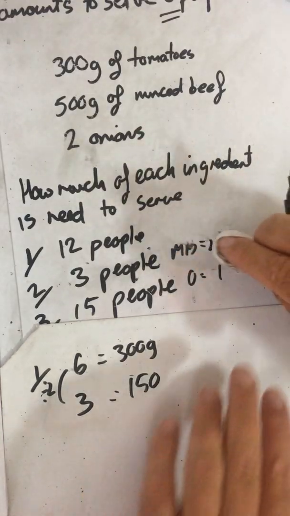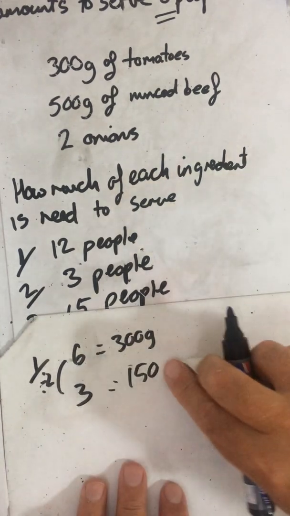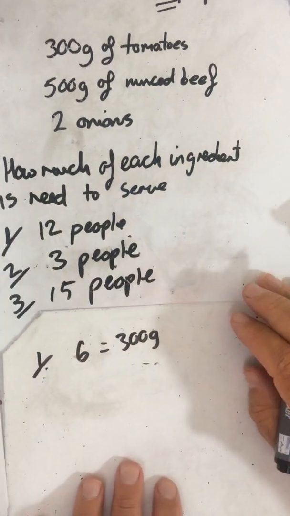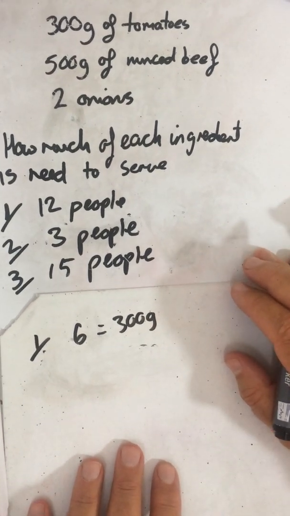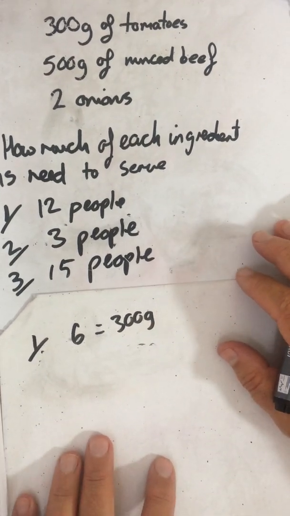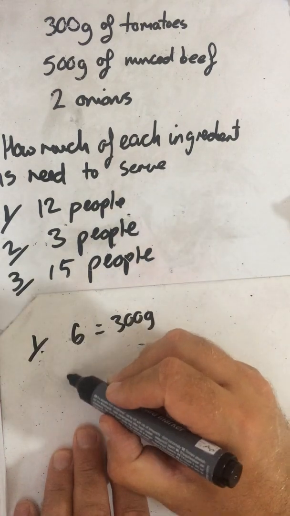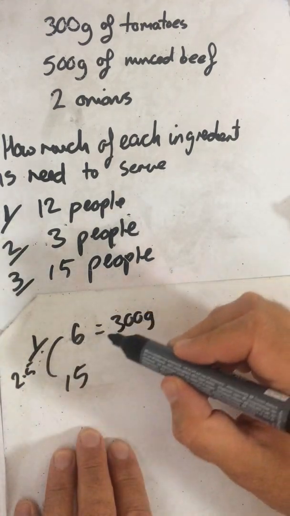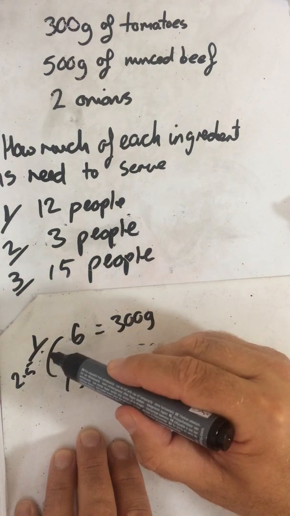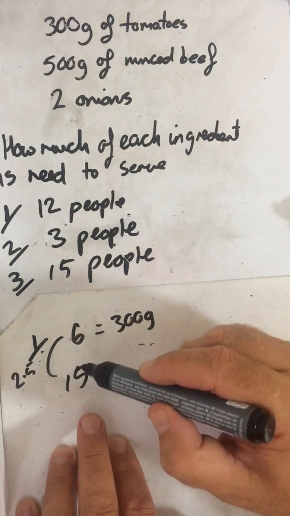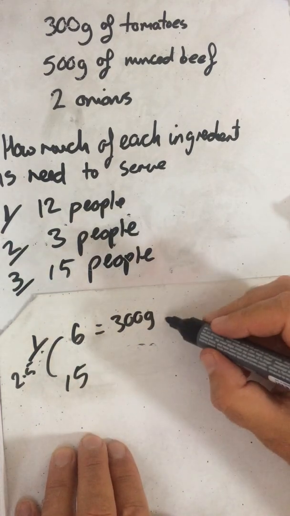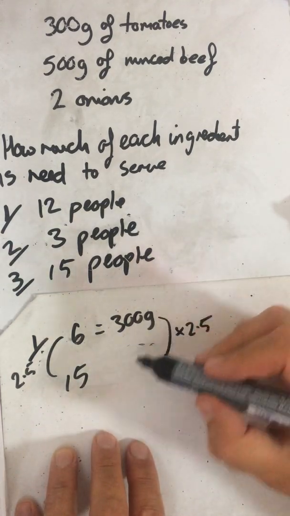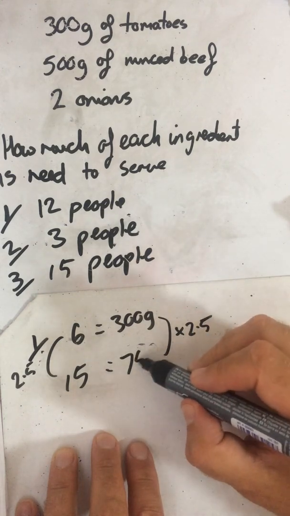Okay, let's look at the last one. The last one is a bit trickier. So again, let's keep our same setup. For 15 people, we've got 6 equals 300, and we need 15. How am I getting from 6 to 15? I'm timesing by 2.5. 6, 12, and then 15 is halfway between 12 and 18. So times 2.5. So that would be 600, 750.